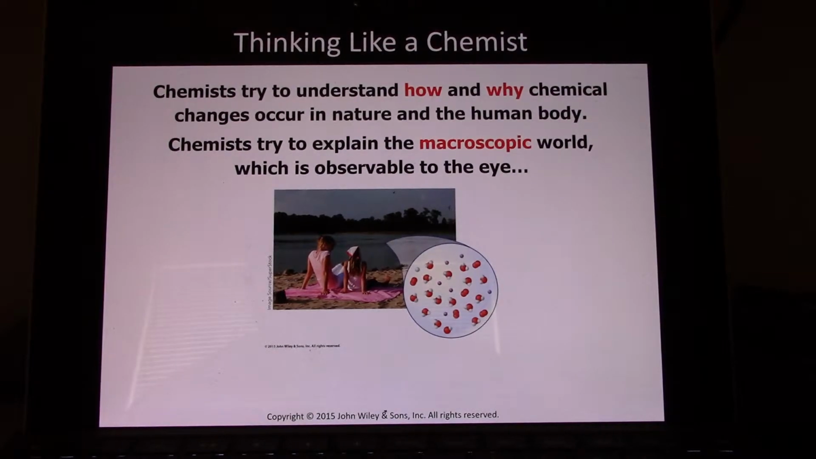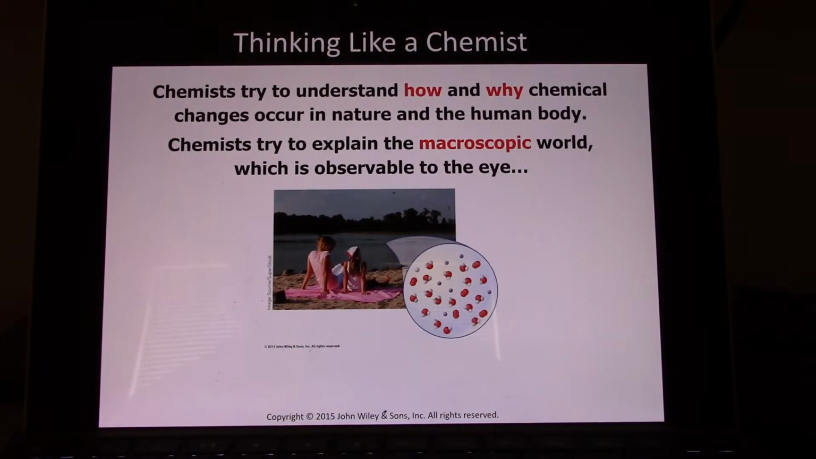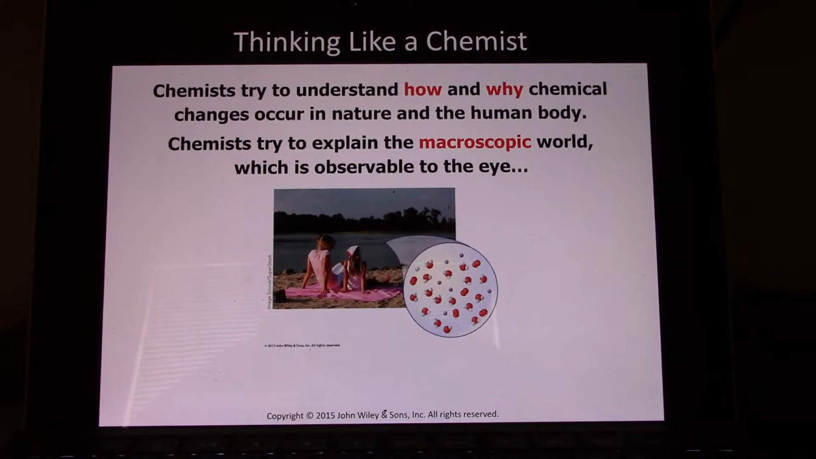And chemists try to understand how and why chemical changes occur in nature and in the human body. And when you know what's happening microscopically, chemically, then you can understand what you're observing macroscopically, which is a big scale, anything you can see.